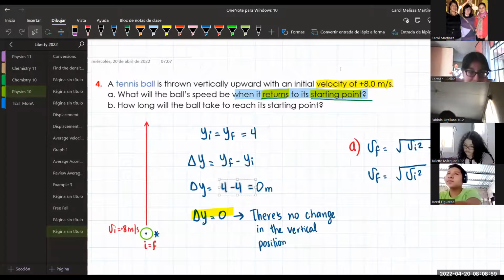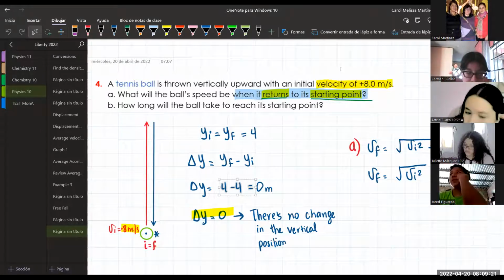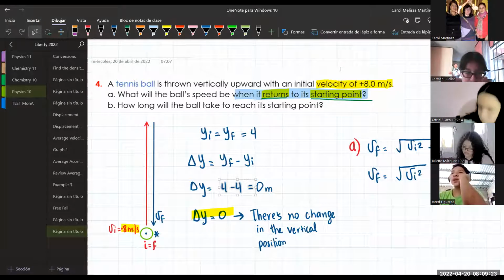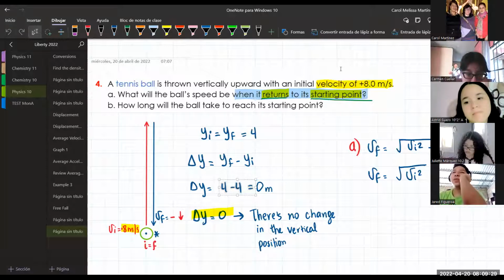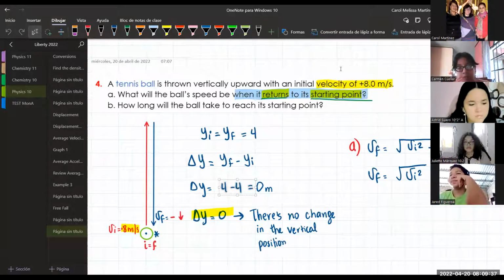Now, one thing about this is the direction that the ball is having. When the ball is going upward, it has a velocity of 8 meters per second positive. But what happens when the ball is coming downward? How is this velocity going to be? Negative. Exactly. The final velocity here is going to be negative because now it's coming downward. You need to be very careful on that. So remember that in here, the final velocity is going to give you a negative sign.